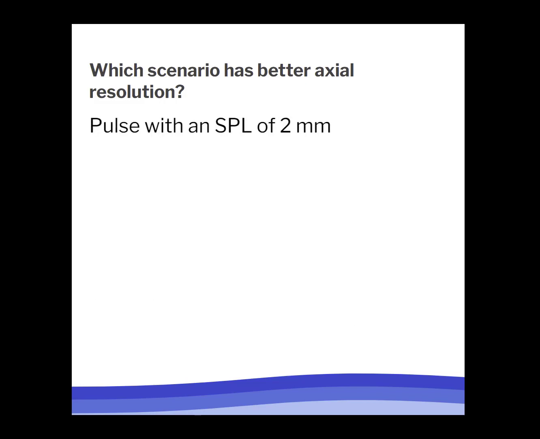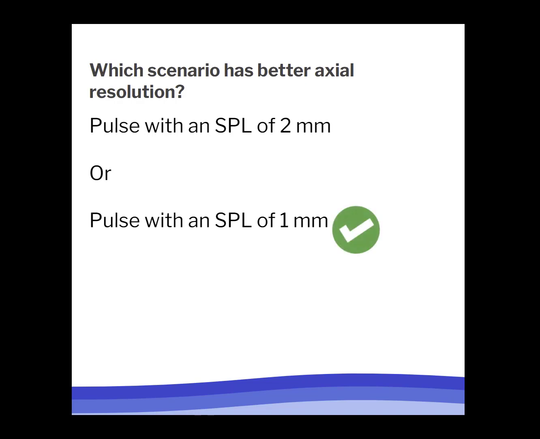We have a pulse with an SPL of 2 millimeters, or we have a pulse with an SPL of 1 millimeter. Calculate both of them. The top one, we get an axial resolution of 1 millimeter. The bottom one, we get an axial resolution of 0.5 millimeters. We know that the lower numerical number is the better axial resolution, so that will be the pulse with the SPL of 1 millimeter.